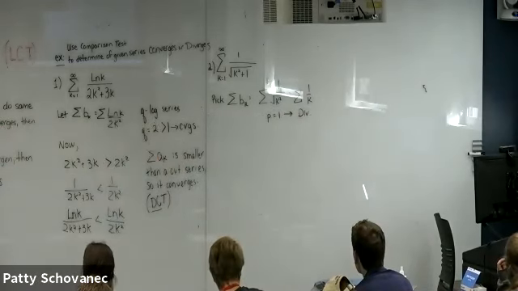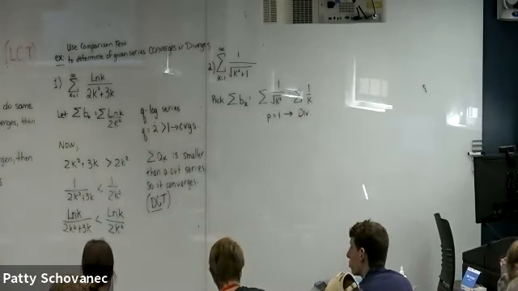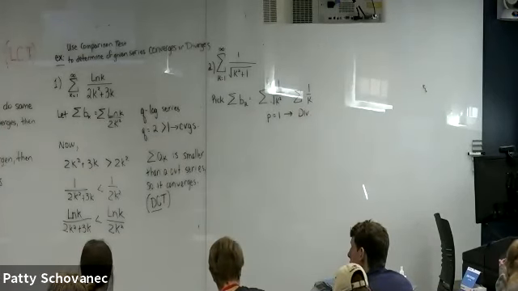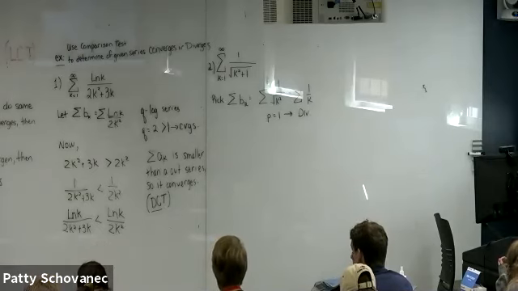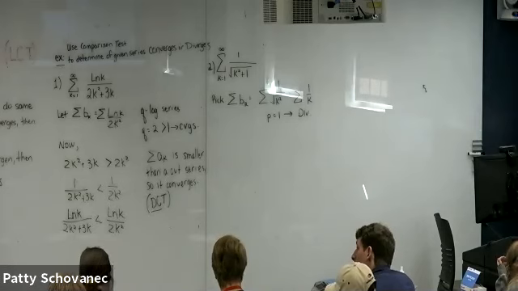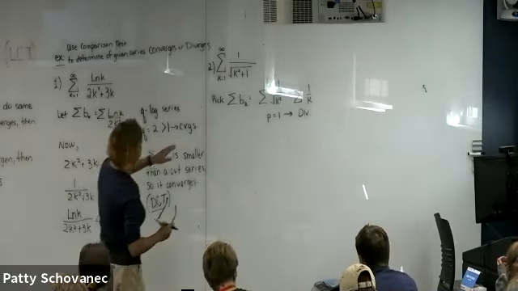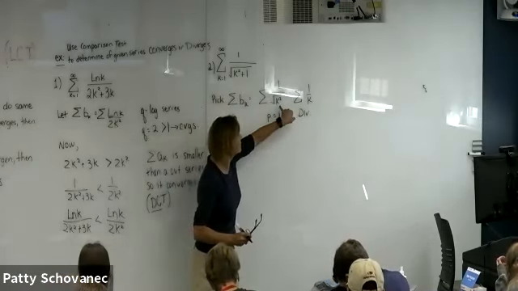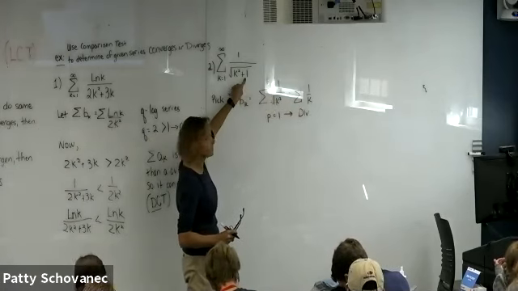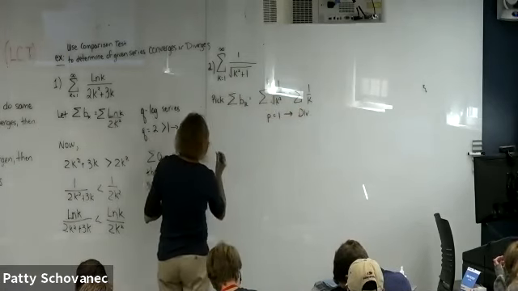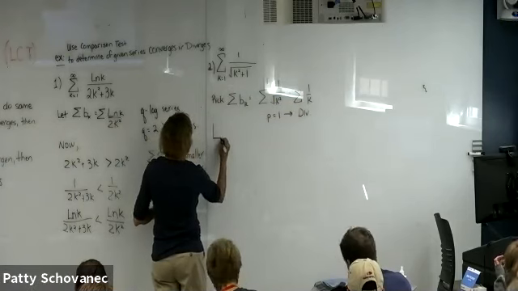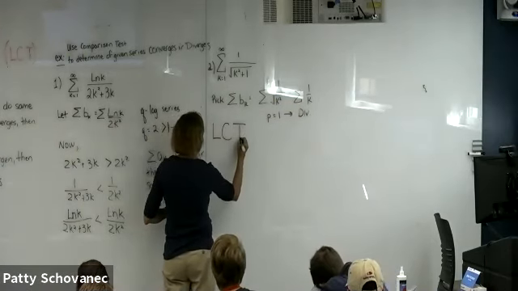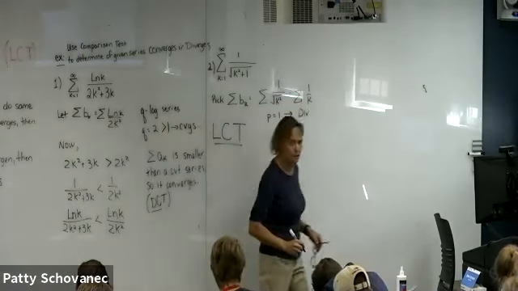Is the given series bigger than the divergent series? No, it's smaller because it's got more in the denominator. Smaller than divergent doesn't tell us anything. So we've got to use the limit comparison test. This is not bigger than that. It's smaller than that. It's got more in it. So we need to use the limit comparison test since the sizes go the wrong way.